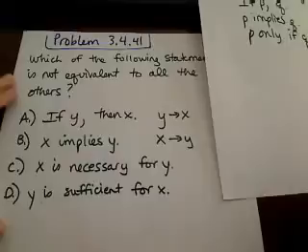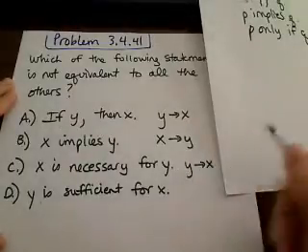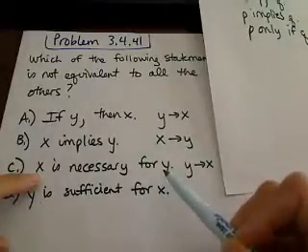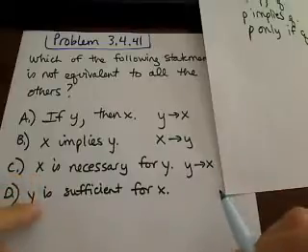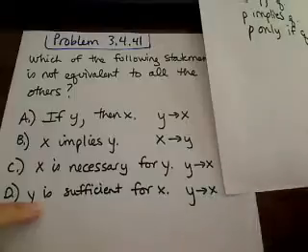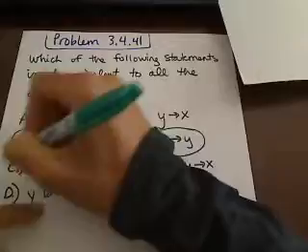So X is necessary for Y is also going to be Y implies X. So this is the result here, and that's necessary for this beginning portion. And that's where we're getting Y implies X. And then here, Y is sufficient for X. That's also Y implies X. Okay, so the one here that doesn't fit is B.